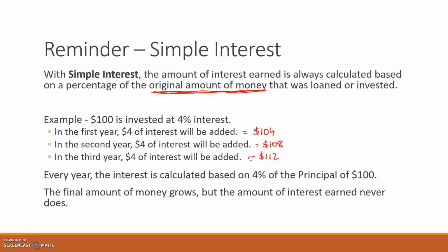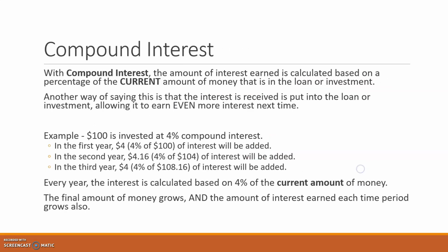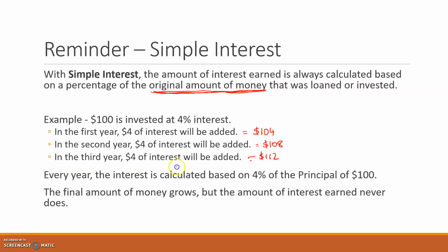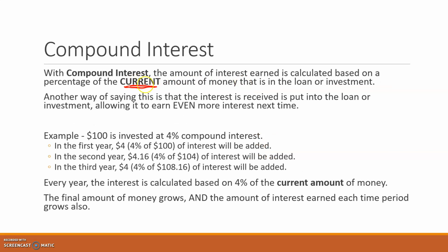Now let's take a look at compound interest and how the conditions are different. So under compound interest, the amount of interest earned is calculated based on a percentage of the current amount of money that is in the loan or investment. So that's the difference. With simple, it's the original amount. With compound interest, it's the current amount of money. So what that means is as the amount of money that's in the loan or the investment changes, the interest you receive will change as well.